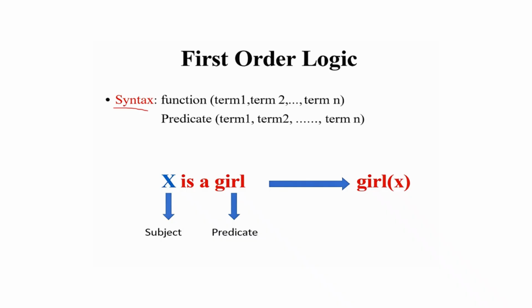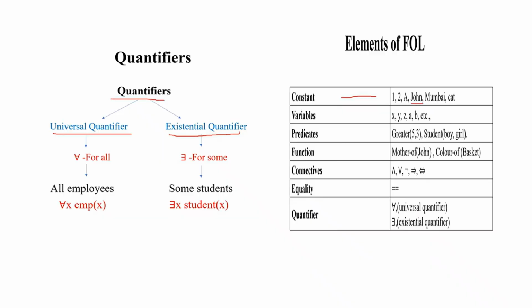This is the sample syntax of a function: we write term 1, term 2, up to n terms. The predicate is also written with term 1 and n number of expressions. This is the sample structure. So this is the subject, this is the predicate, and this is the quantifier. Before solving with the FOL method, we need some structure for the statements.